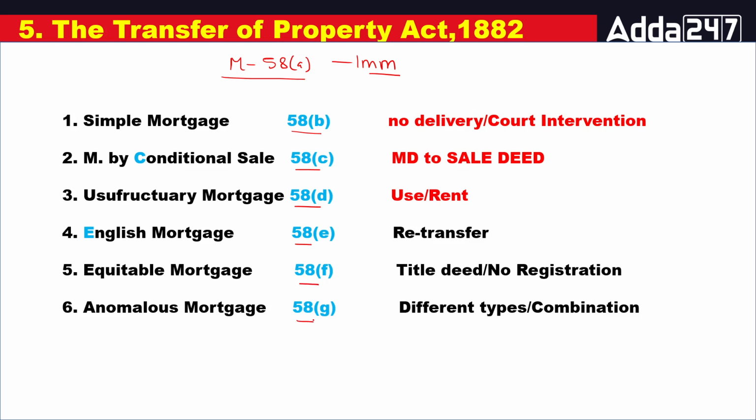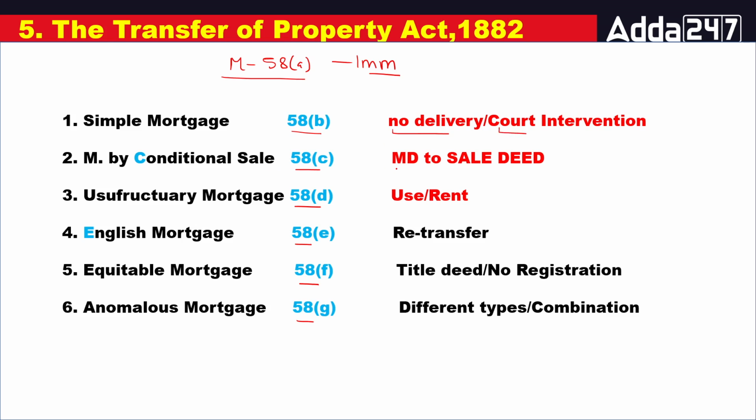So these are the types of mortgage. Is that okay? Now class, you can see here in the simple mortgage, there is no delivery of possession of property. If the mortgagor is not able to pay the money, the court will intervene. With the help of the court, the mortgagee can sell the property.